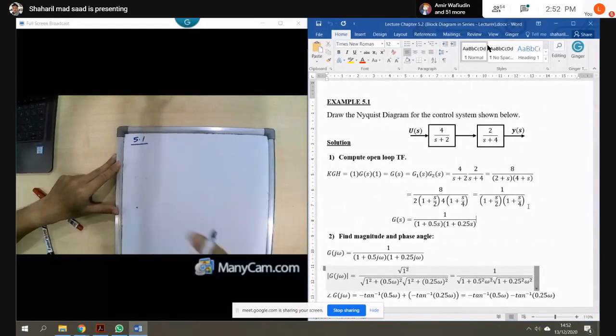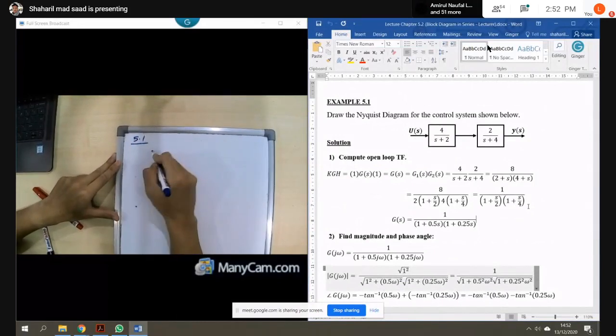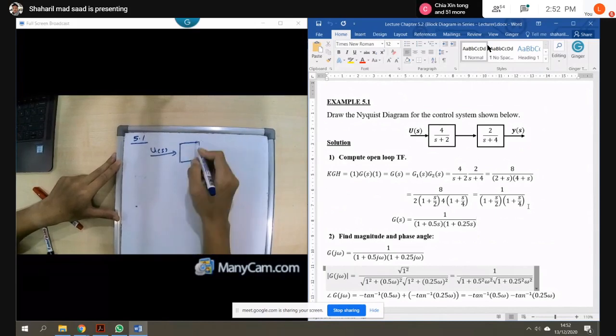Alright, 5.1. Let's say you have this kind of block diagram here. 4s plus 2.